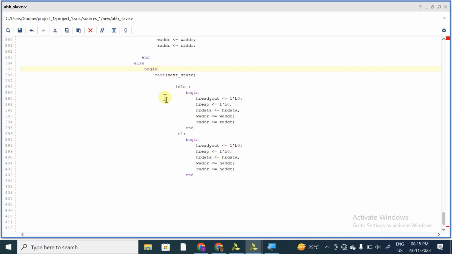So in case of S1, when next_state is equal to S1, we are assigning the values to the signals, and according to the H burst, we are making the respective flag equal to 1. So this is what we have done so far.